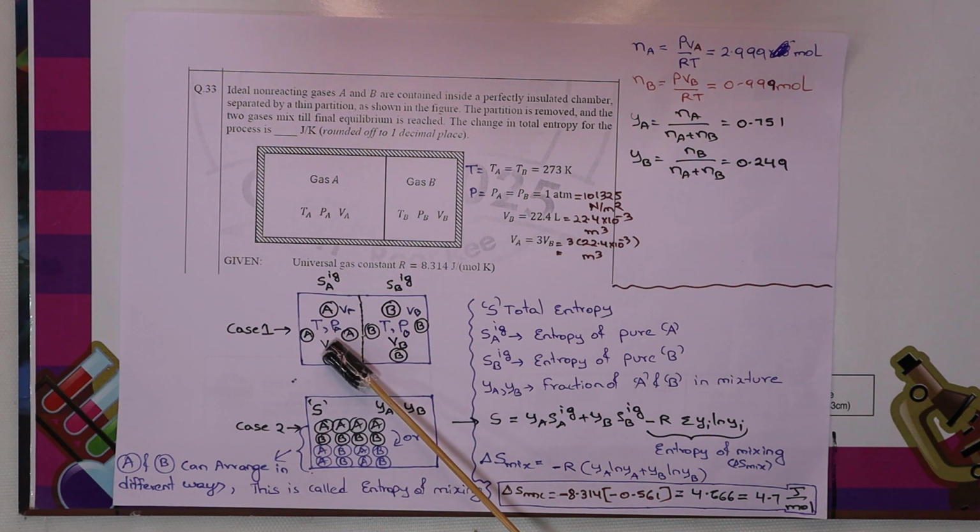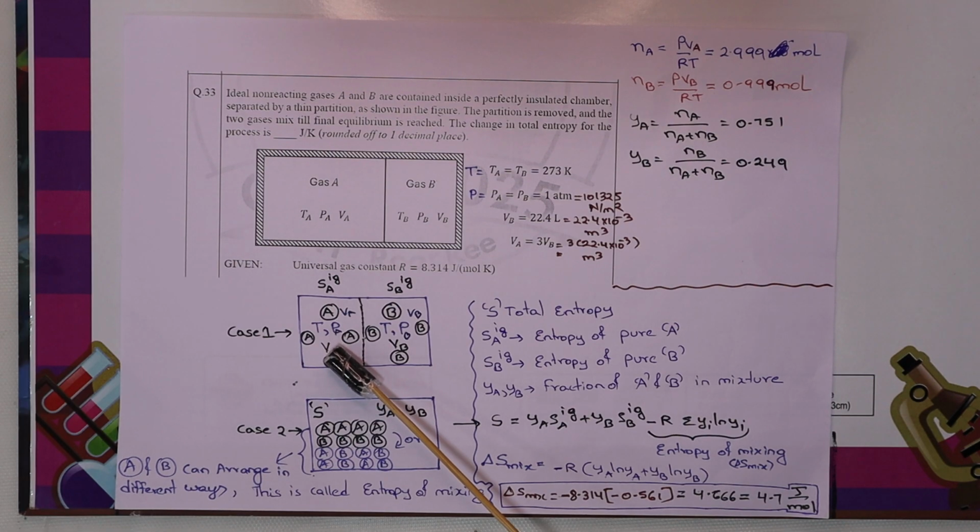One is the contribution of entropy of A in this mixture, and the contribution of entropy of B in this mixture. The third one is, once A molecules and B molecules come together, they will try to arrange in different ways. It is not possible that all A molecules are on one side and all B molecules on the other side. A and B will mix with each other.